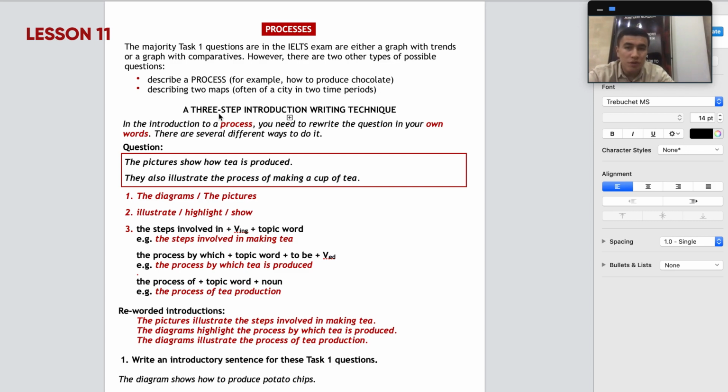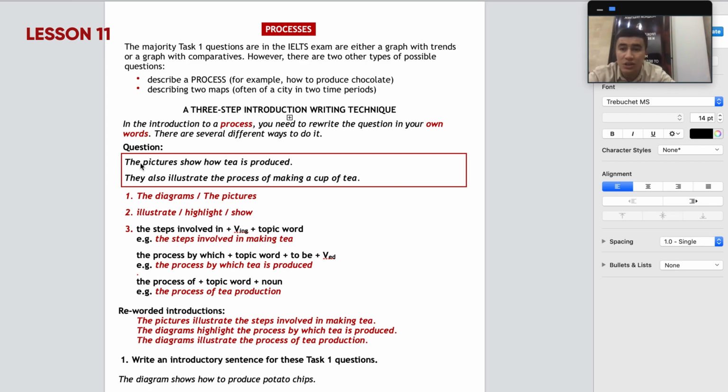First of all, you should remember that you should have three main components in your report. This is an introduction, an overview, and detail paragraphs. And of course, we'll start from introduction writing techniques, and we have three simple steps here. You should remember that writing an introduction is all about rewriting the title of the graph in your own words. And of course, there are several different ways to do it.